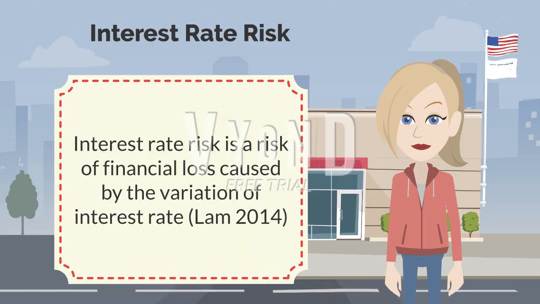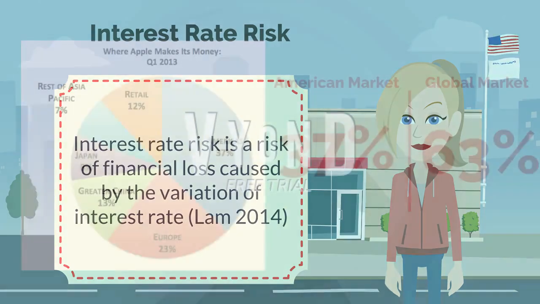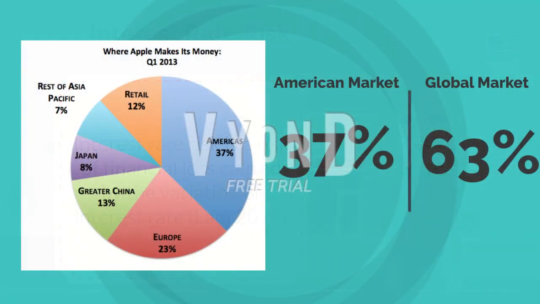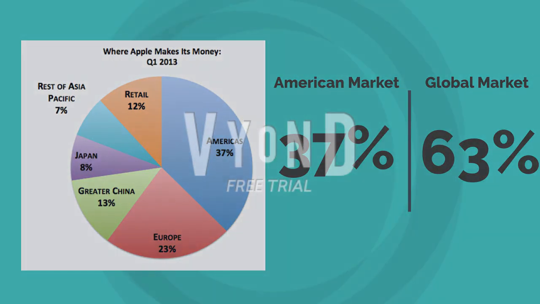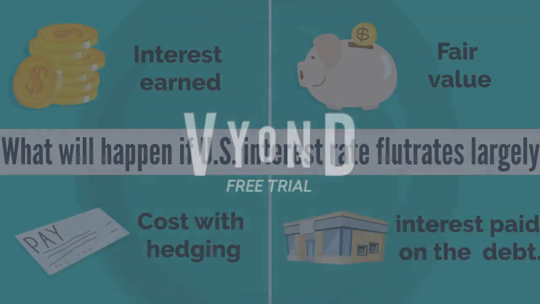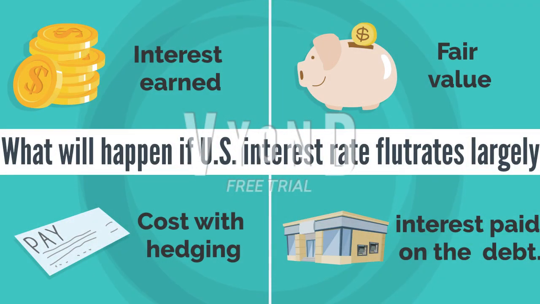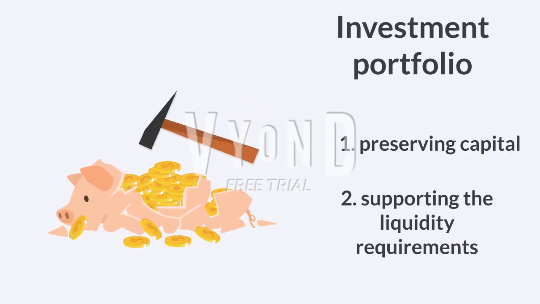Interest rate risk is a risk of financial loss caused by the variation of interest rates. From the chart, it shows that foreign markets' interest rates play an important role in the revenue. However, the U.S. interest rate is the biggest influencing factor for Apple, which would affect the interest earned on Apple's cash, cash equivalents, marketable securities, and the fair value of those securities, costs associated with hedging, and interest paid on Apple's debt.